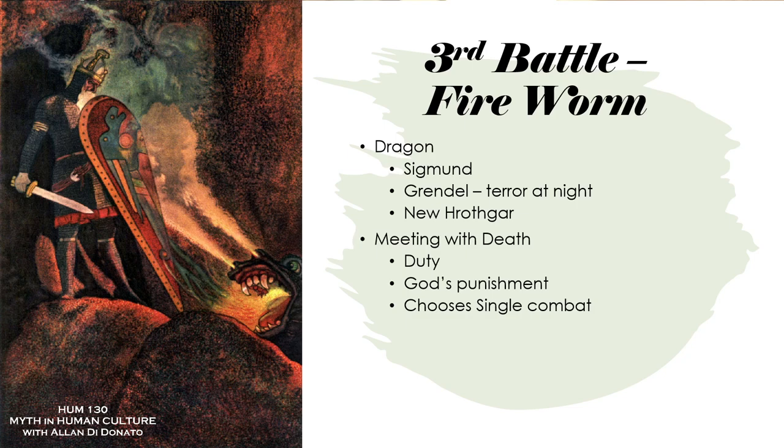But he does see it as his duty as king, right? To protect his people. And he sees the whole problem as maybe a punishment from God, right? God's sending this dragon upon us. He needs to redeem himself and the kingdom, perhaps. And he chooses to do this single-handedly. His men who go with him, he tells them to wait at a distance. He's going to go in and face him all alone.